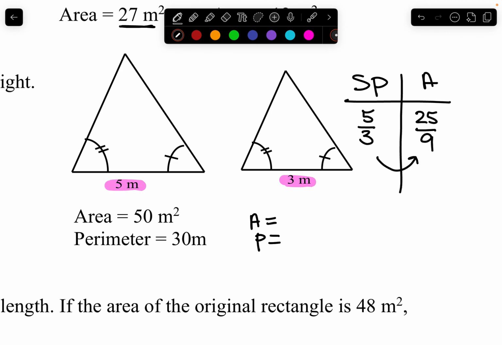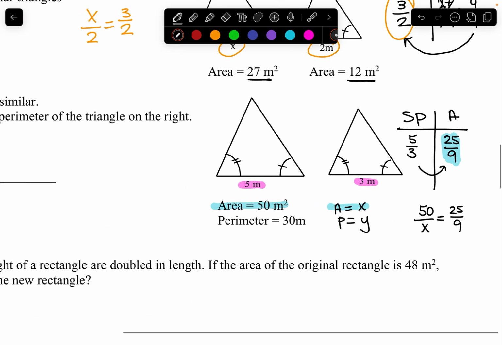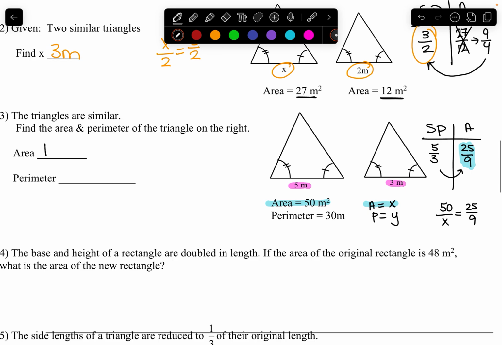Okay, so now I have these two ratios. I've got my S and my P ratio, and then I've got my A ratio. So first thing I need to do is find my area. I'm going to call that X, and then I'm going to call my perimeter Y. So when I am looking for my area, I need to use my area ratio that I have in my SPA chart. So we have 50 over X will equal 25 over 9. We will cross multiply, so we're going to do 9 times 50 divided by 25, and we get that our area is going to be 18 meters squared.